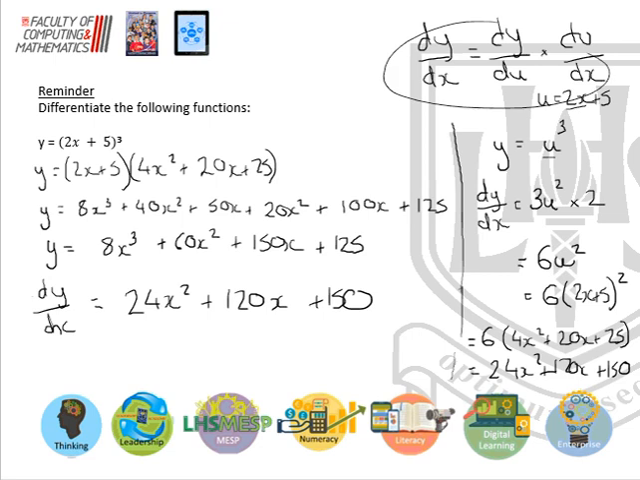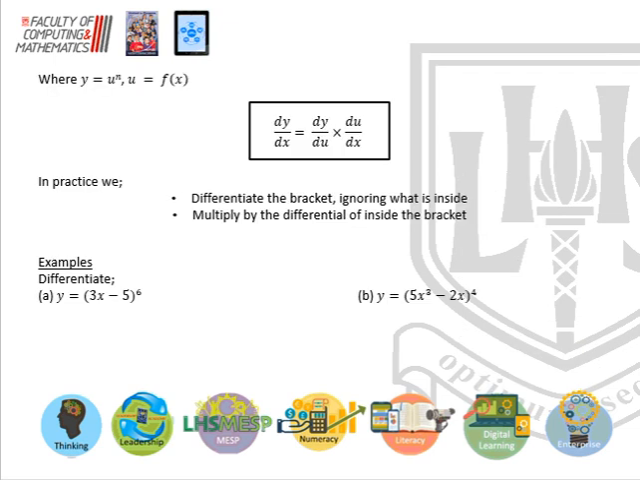Now this here is the theory. When you want to find dy by dx when you've got a composite function, you essentially ignore the bracket first of all and differentiate, and then you multiply it by the differential of what was inside that bracket. You don't need to worry about setting out like this, you can just do it practically. As long as you can do the process, that's fine. This here is your proof, but this is what you're actually going to do: differentiate the bracket, ignoring what's inside, and then go back and multiply it by the differential of inside the bracket. If you look back at the success criteria, that's essentially what that was, with a bit more simplification in there.